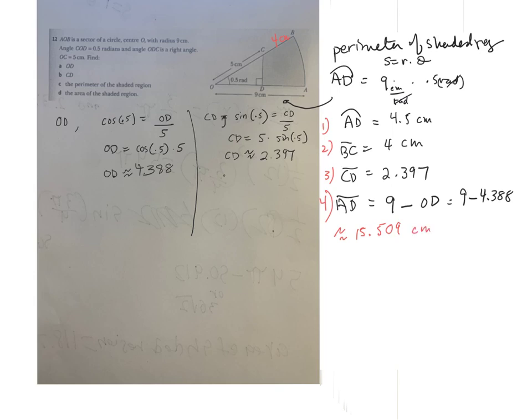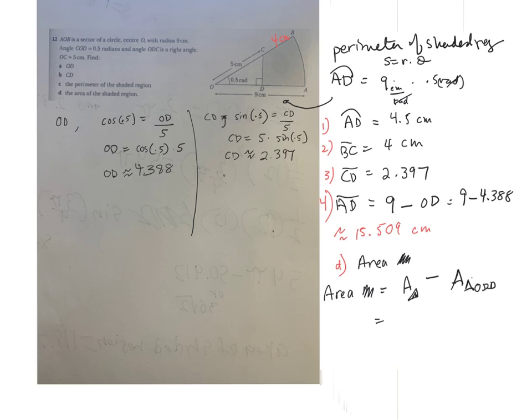Okay, last one here. We got to find D. And D is going to be here. The area of the shaded regions. So now we want the area of the shaded region in there. The area of the shaded region is going to be the area of the whole piece of pizza, so basically the area of the whole sector. And then we're going to subtract the area of the triangle. Which triangle is it? We're going to subtract the area of triangle ODC.